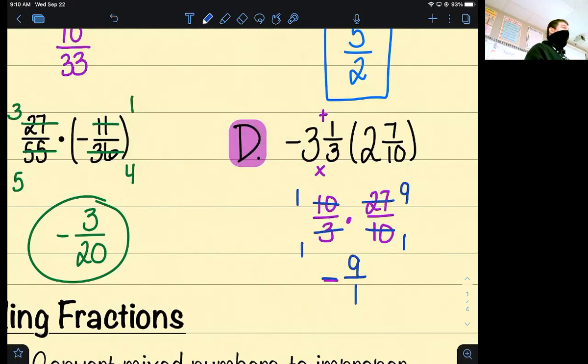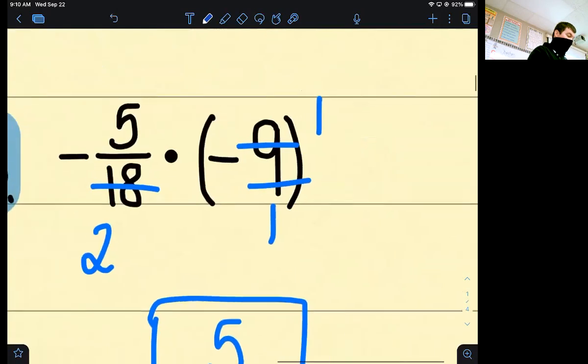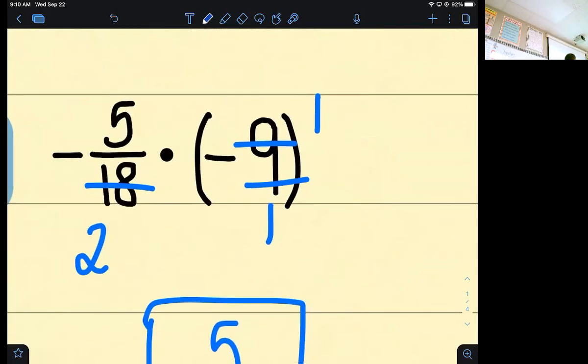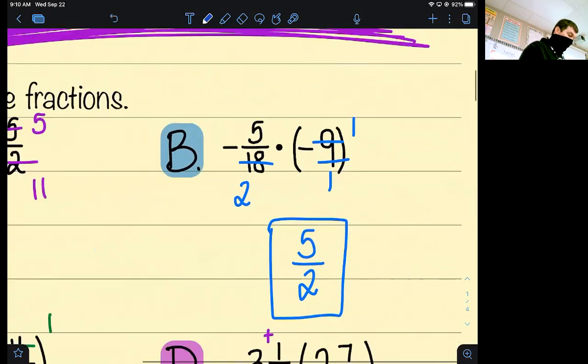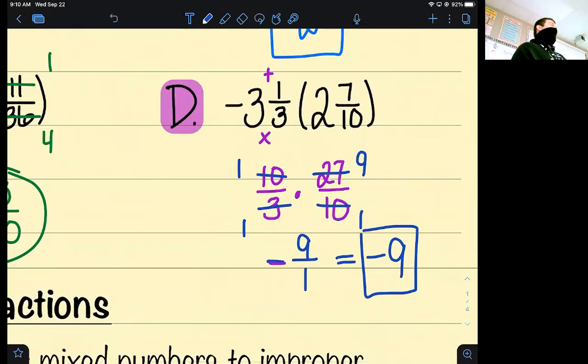Canceling is still going to give you a 1 on bottom in this case, but I can't write this as -9/1 because -9/1 is the same as just -9. That's the only time that canceling won't give you the final answer reduced, because if you get these bottom numbers to be 1, it's still going to be 1 times 1 is 1. And if I get -9/1, I need to convert that back into -9. So anytime I get a number over 1, just write the top number.